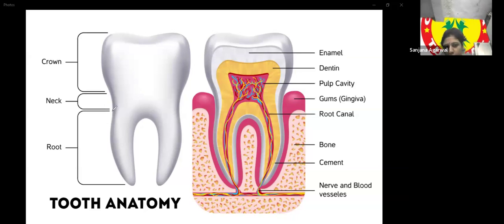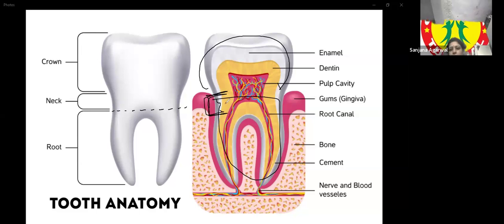This part is embedded in the gums. You can see here in the right side picture the gums, the pinky color. This part is known as the root of the tooth, and this portion is known as the crown of the tooth, and this portion lying in between is the neck, basically. We'll not go into detail. At this level of grade 7, this much is enough.